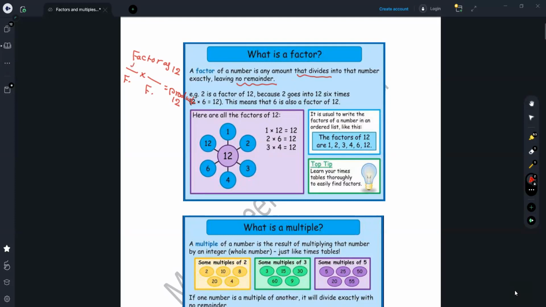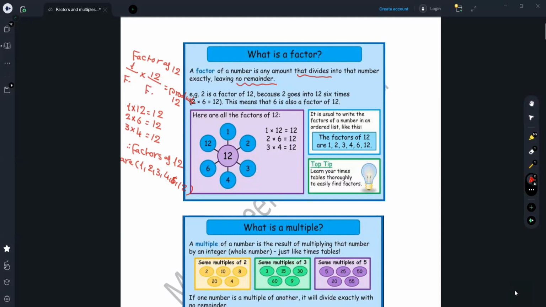We will start here. 1 multiply 12 equals 12. Here, 2 multiply 6 equals 12. Here, 3 multiply 4 equals 12. Then the factors of 12 are 1, 2, 3, 4, 6, and 12.